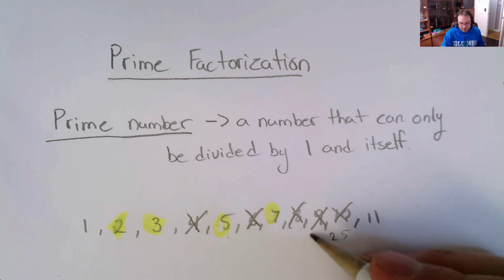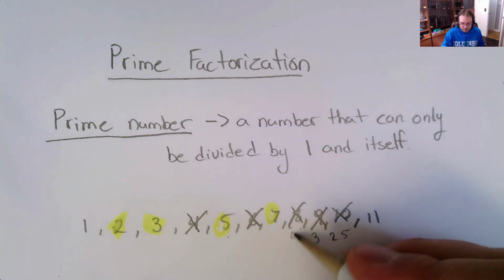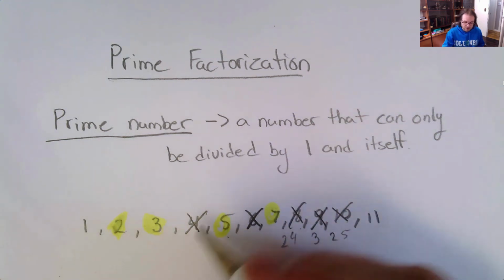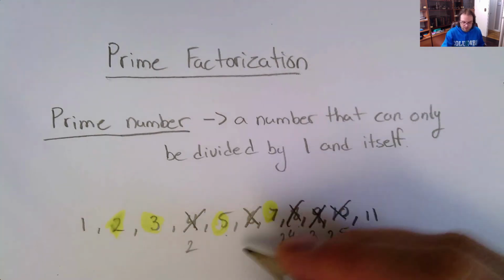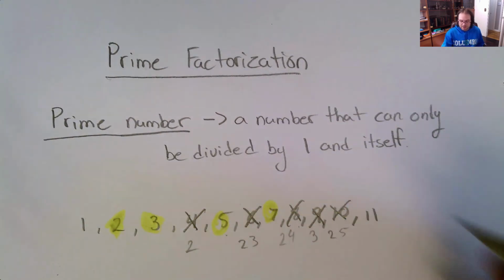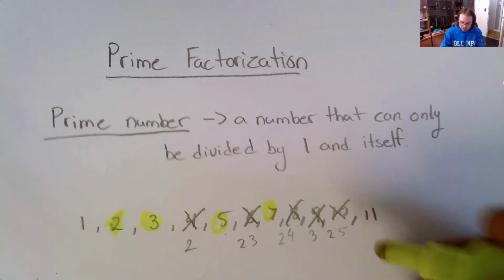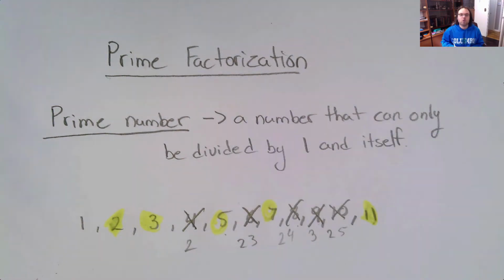So there's 2 and 5. This one also has 3. This one has 4. It also has 2. This one here, we said we have 2. Here we have 2 and 3. Now 11 is a prime number as it can only be divided by itself and 1.